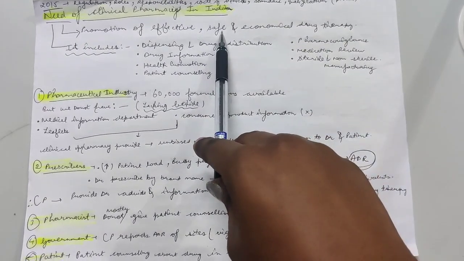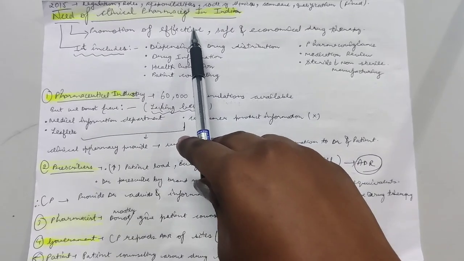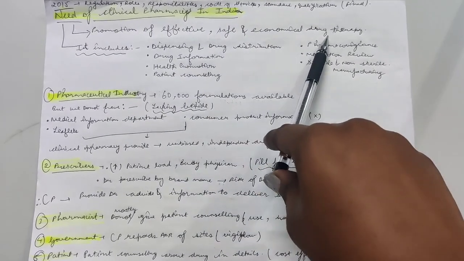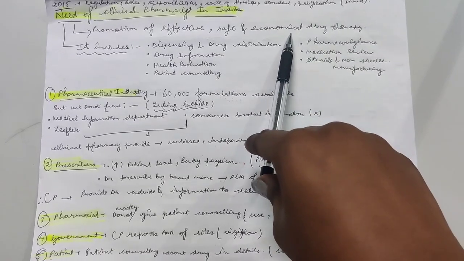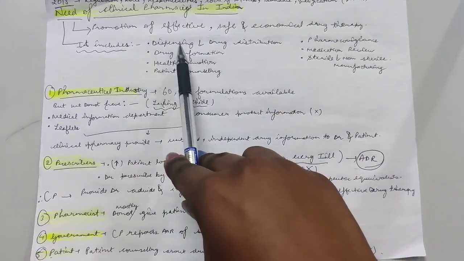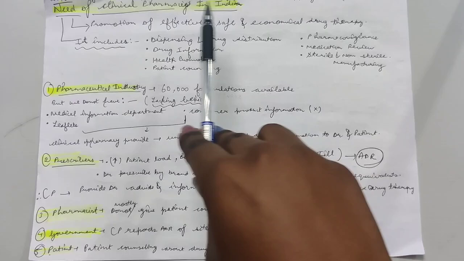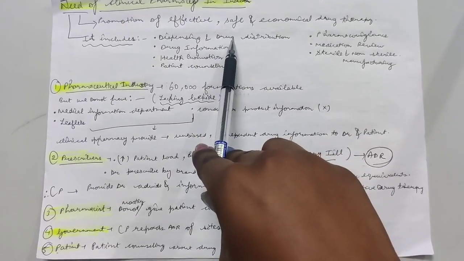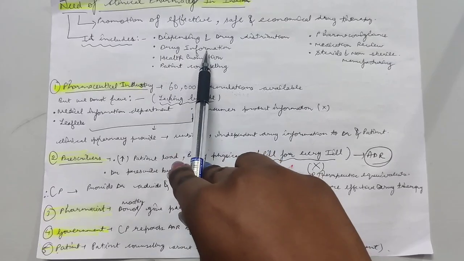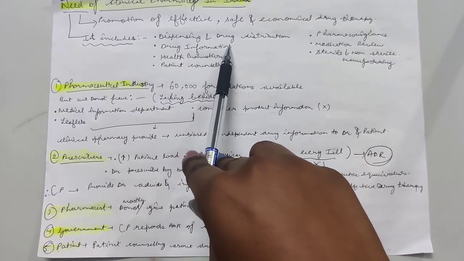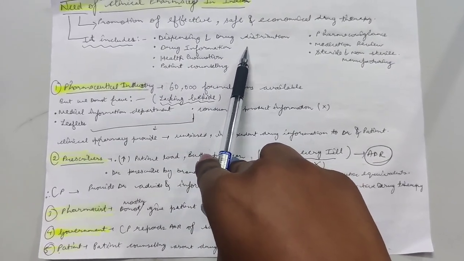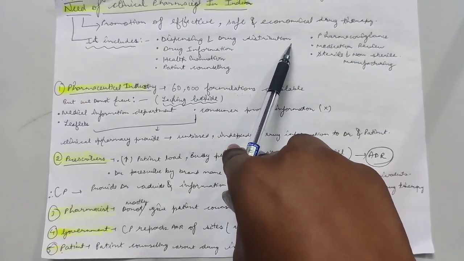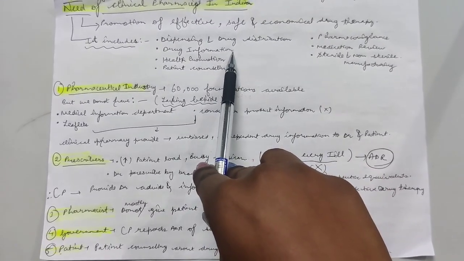The drug should be safe and effective, that is, the treatment should cure the disease. Economical drug therapy means cost effective treatment. It includes dispensing and drug distribution, that the drug should be dispensed properly and distributed accordingly. Drug information: what the patient is suffering from, its treatment, its cure, and any possible side effects should be noted to the patient.